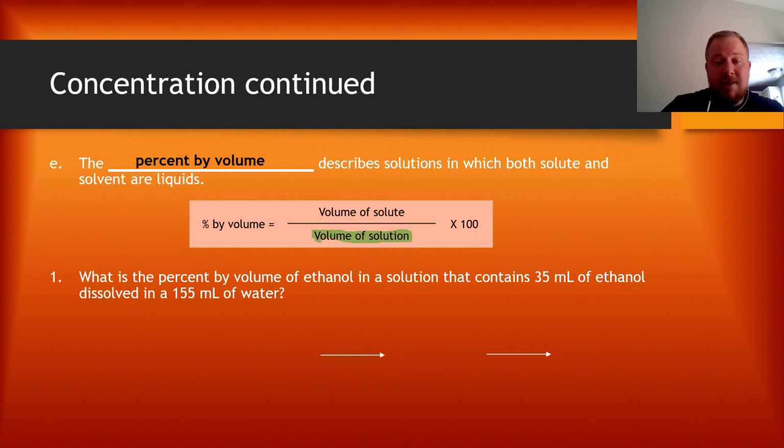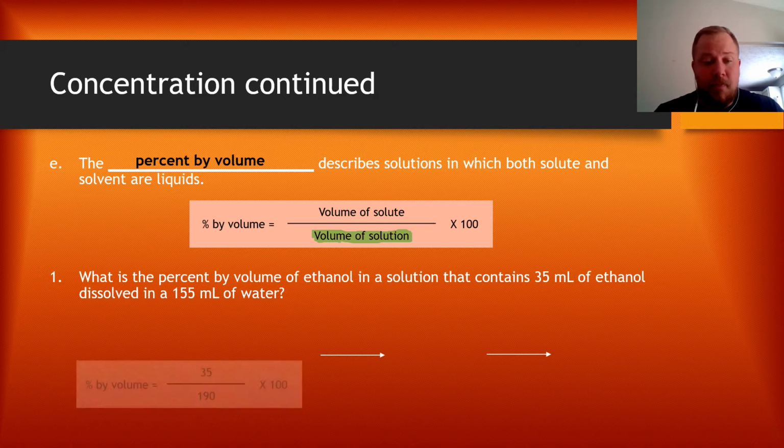Again, solution is the solvent and the solute put together. So it says, what is the percent by volume of ethanol in a solution that contains 35 milliliters of ethanol dissolved in 155 milliliters of water?